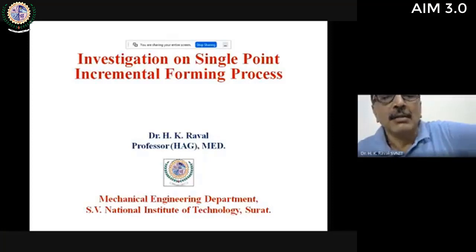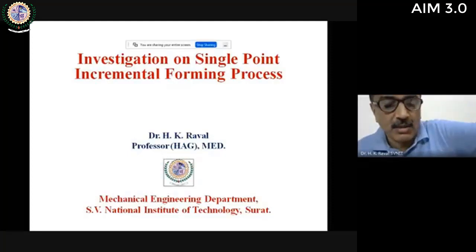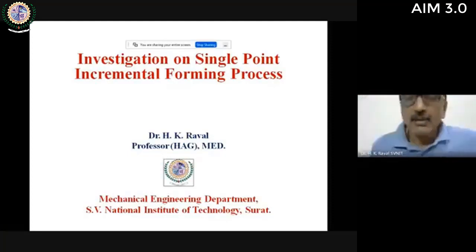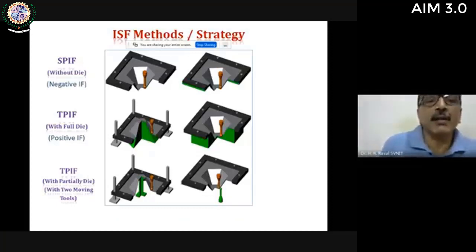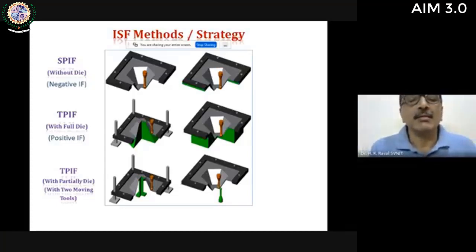Subsequently, we'll discuss what research we have undertaken at our institute and what the findings are. So to start with, let us understand incremental sheet forming, which is the classical way of defining ISF, incremental sheet forming.